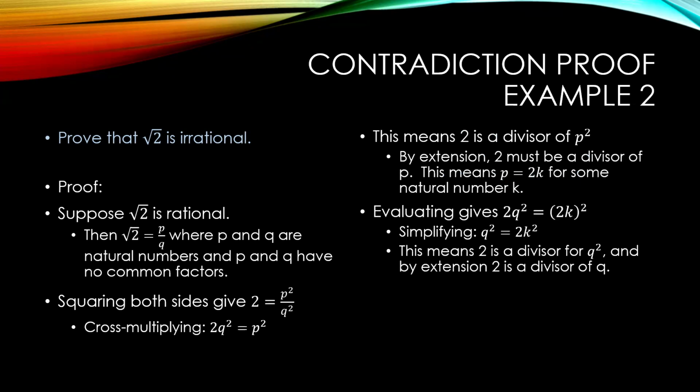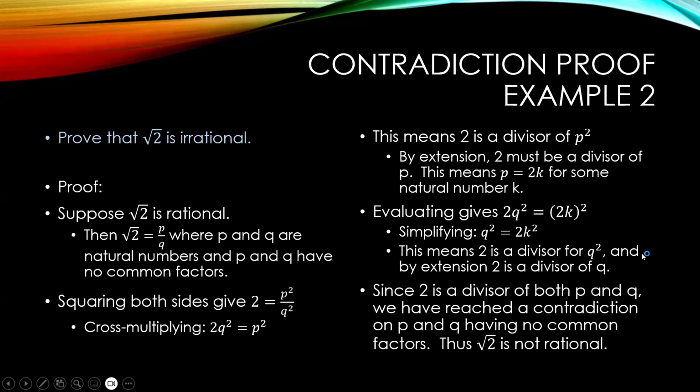Well, if we evaluate, we could then say that 2q squared is equal to 2k squared. We can clean this up. This would give us a 4k squared, and then dividing both sides by 2, we get q squared is equal to 2k squared. This means that 2 is a divisor for q squared, much like it was a divisor for p squared. Well, if 2 is a divisor of both p and q, we've reached a contradiction.